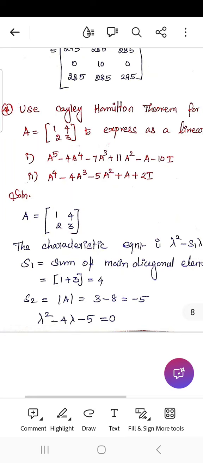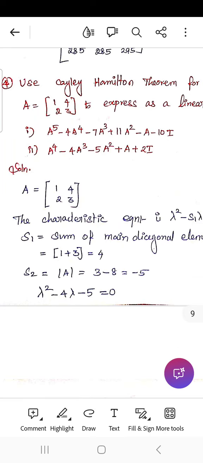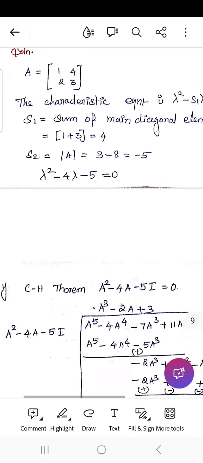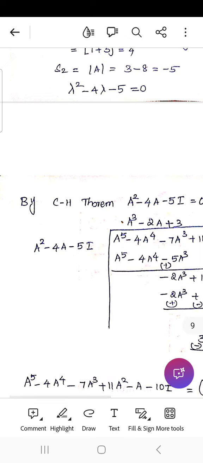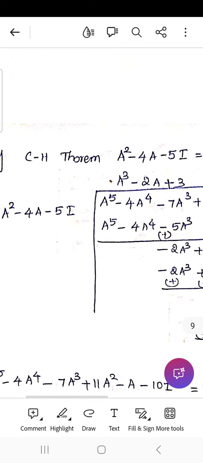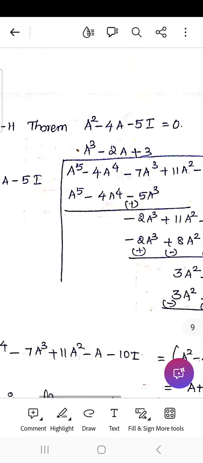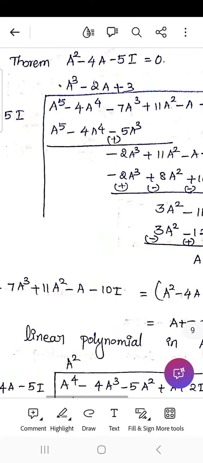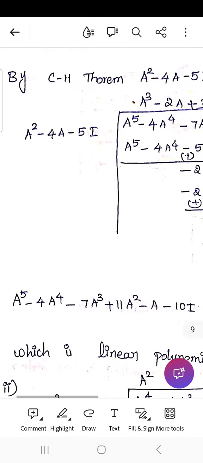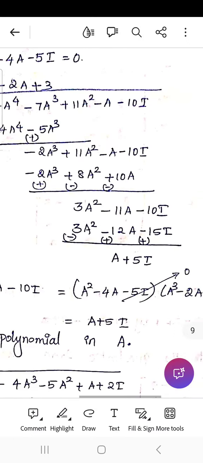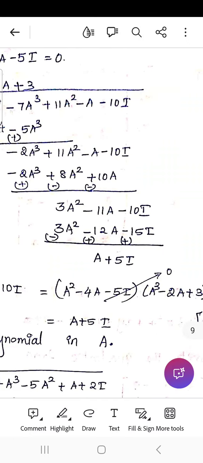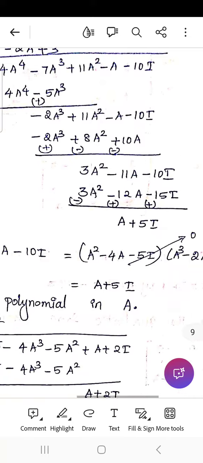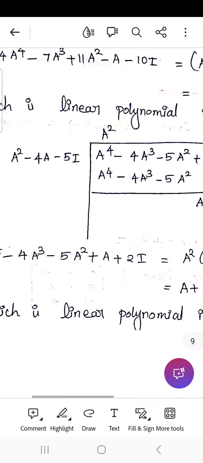Our first polynomial is a power 5 minus 4a power 4 minus 7a cube plus 11a square minus a minus 10I. Dividing this polynomial by a square minus 4a minus 5I, the remainder is a plus 5I. This long expression equals dividend into quotient plus remainder. The dividend value is 0, therefore the result is a plus 5I, which is the linear polynomial in A.